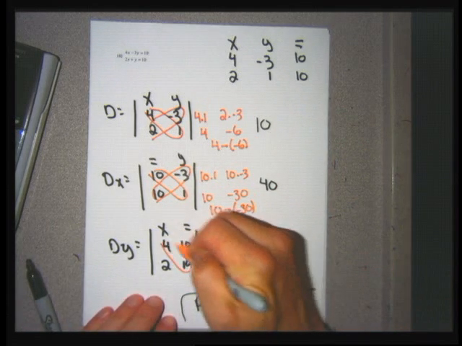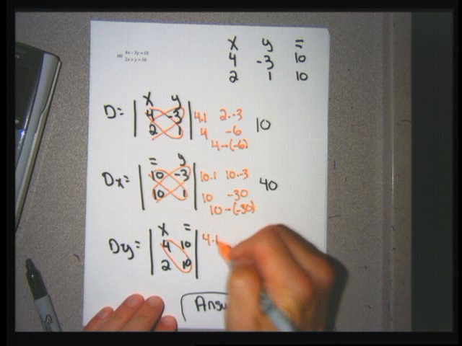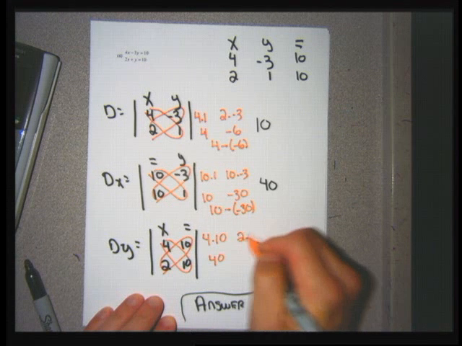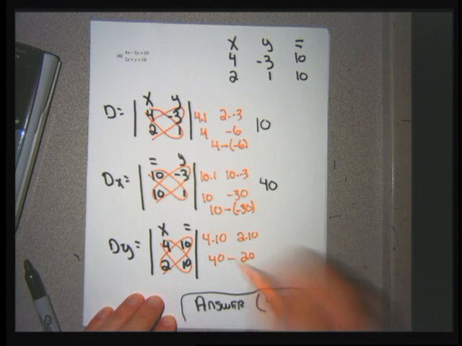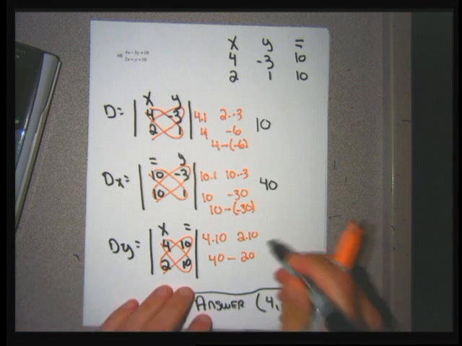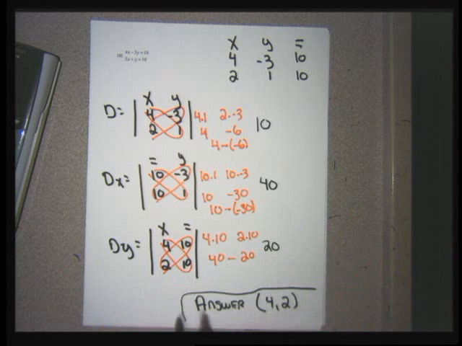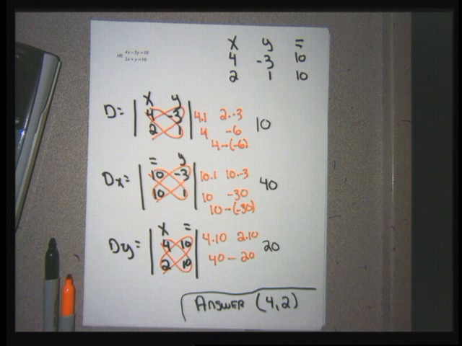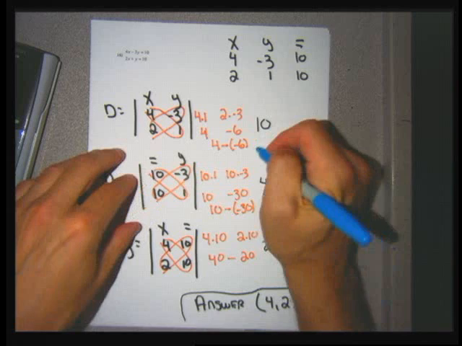The last one, I'd go 4 times 10 is 40. 2 times 10 is 20. And then I go 40 minus 20 and get 20. So either with my calculator or by hand, the determinants aren't horrible to come up with until they have three, the Z part. So now I'm going to get the X.